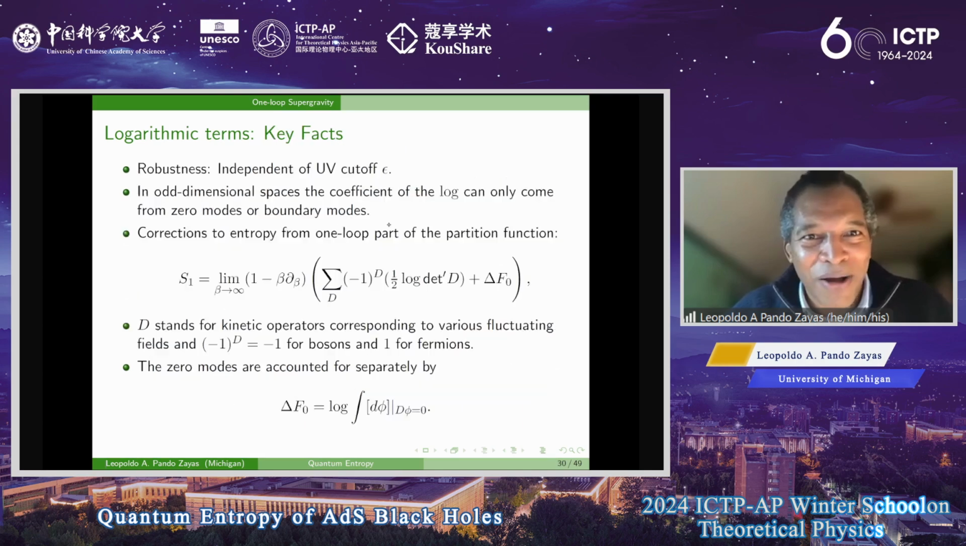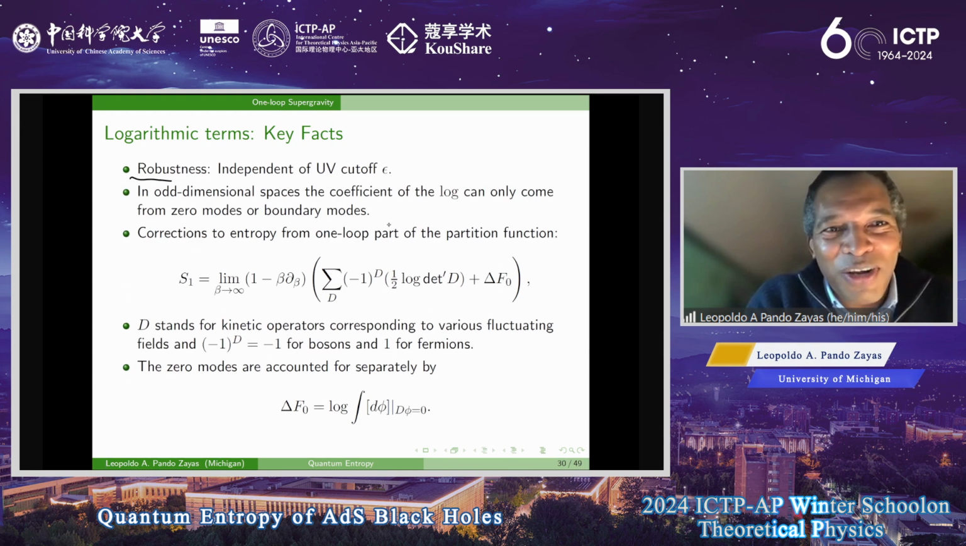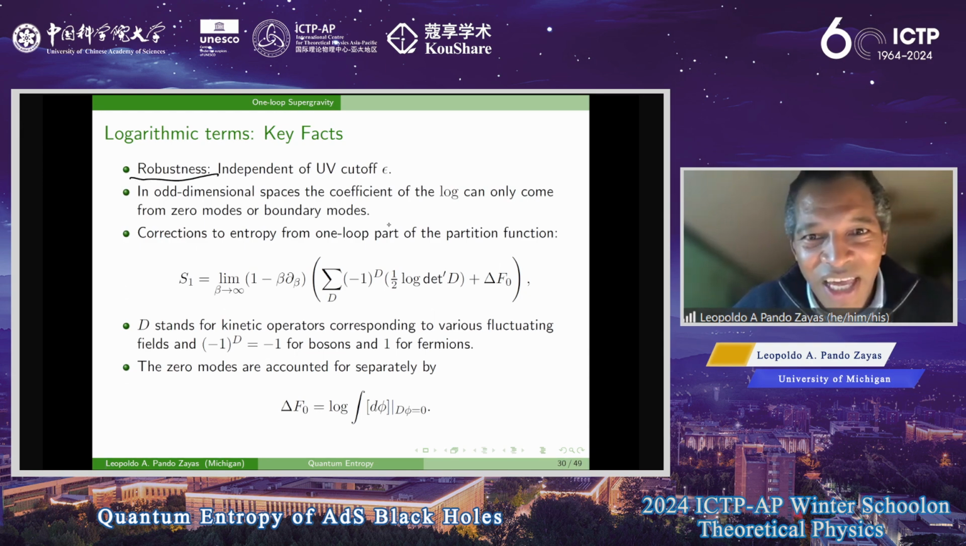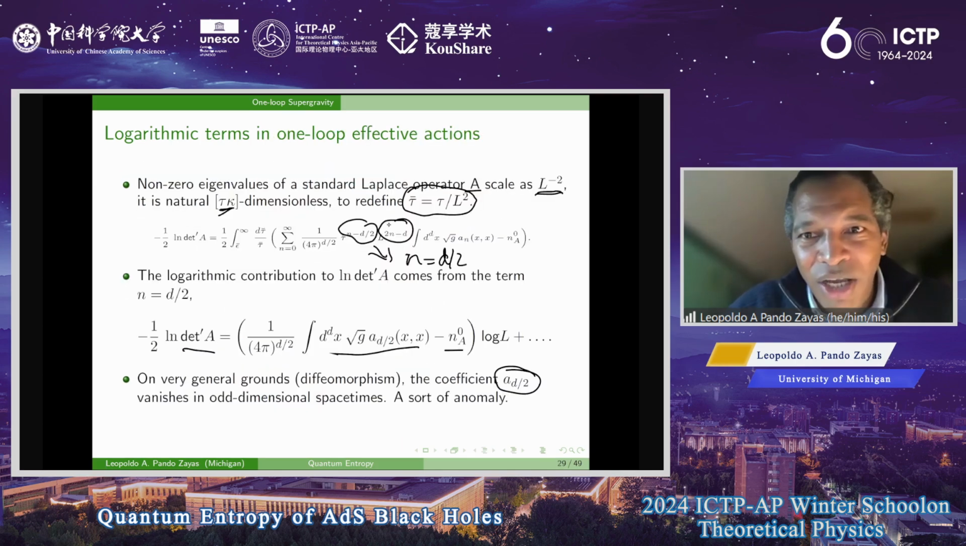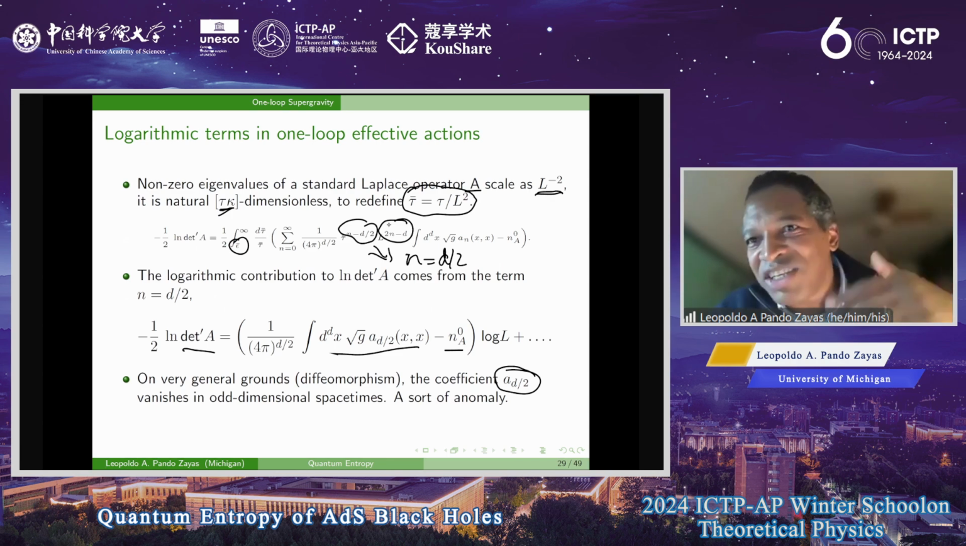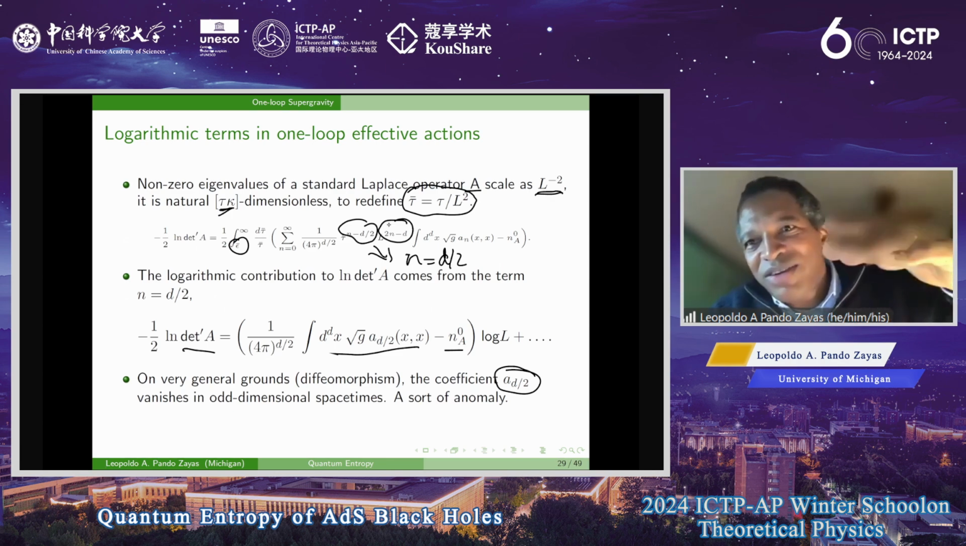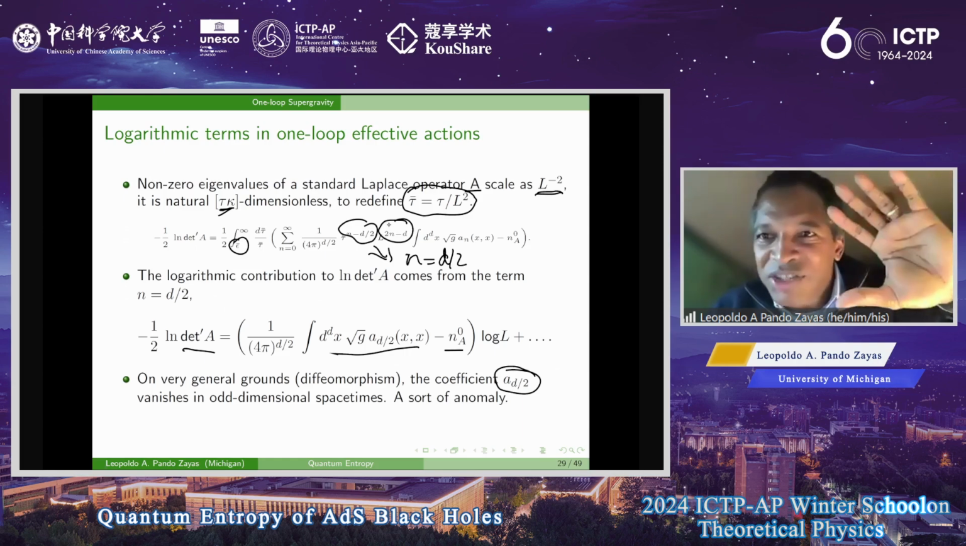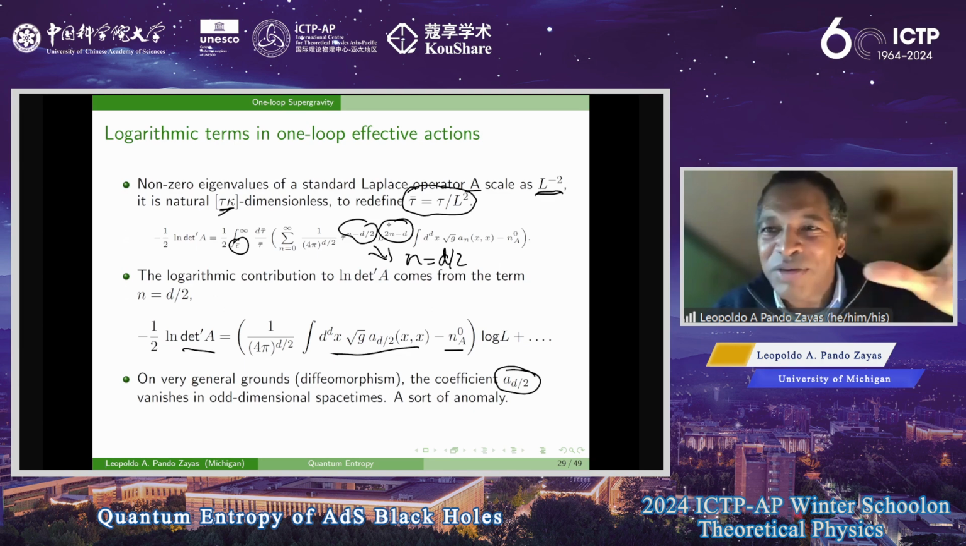So let me remind you of the key facts that I maybe went over fast, but I think it's important. These are the key facts of computing one-loop determinants or one-loop effective functions. So first of all, it's robust. Let me emphasize, it is robust because you see this cutoff epsilon, I can change it. The cutoff determines, I'm looking at GR as an effective theory. Gravity is an effective theory.